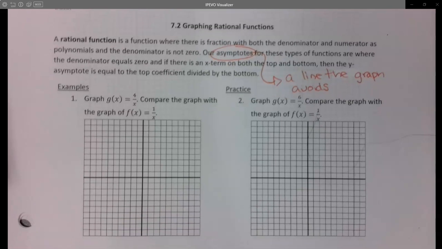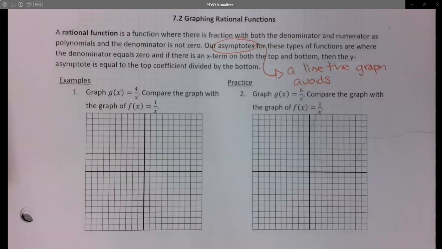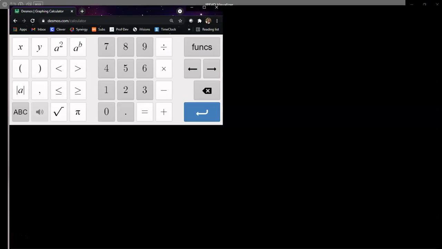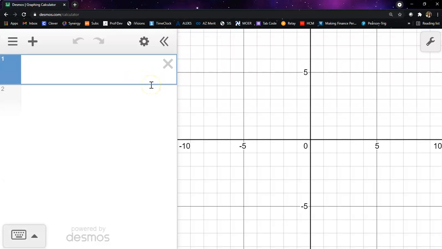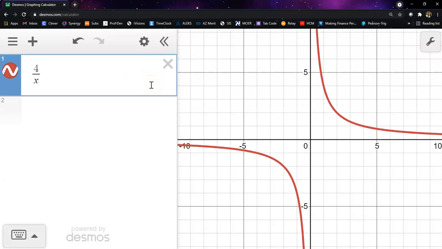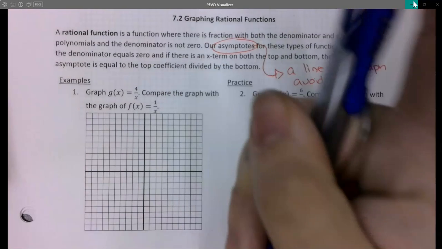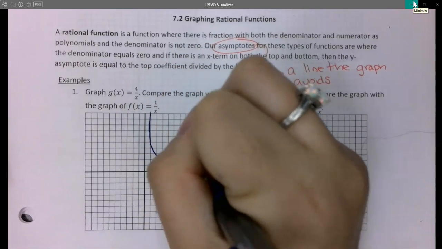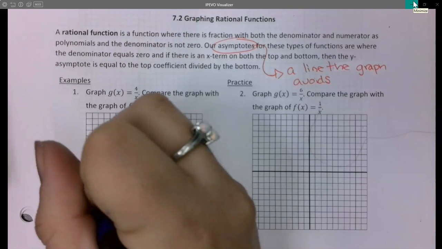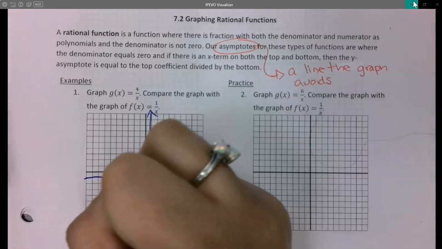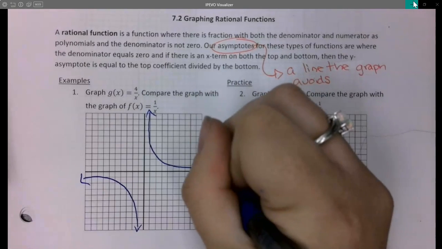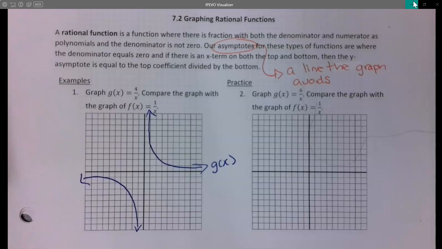So on number 1, it wants me to graph 4 over x and then compare it with 1 over x. So what I want to do is go to Desmos. Where did my graph go? So this is what 4 over x looks like. I'm going to sketch this on my paper, and I'm going to label this g of x.